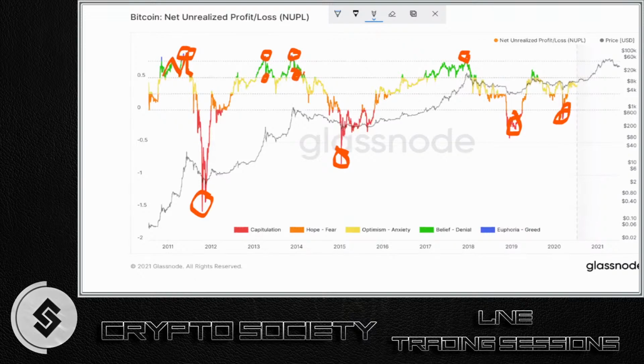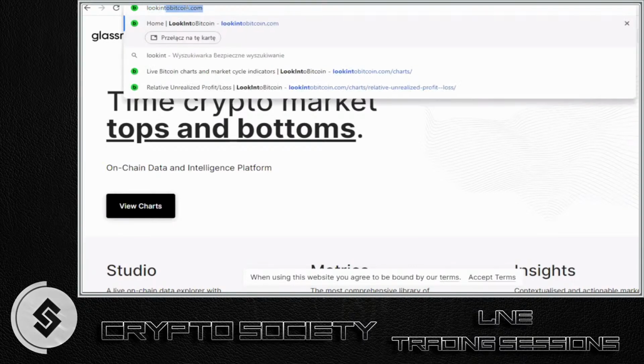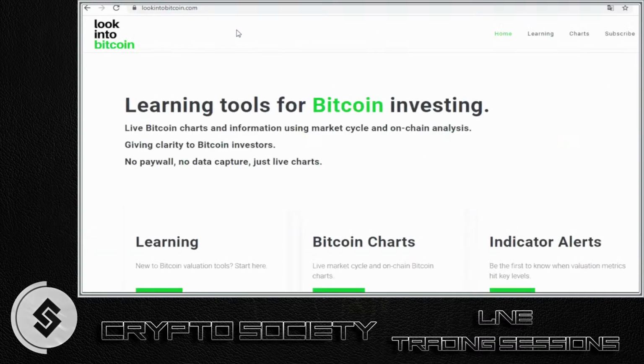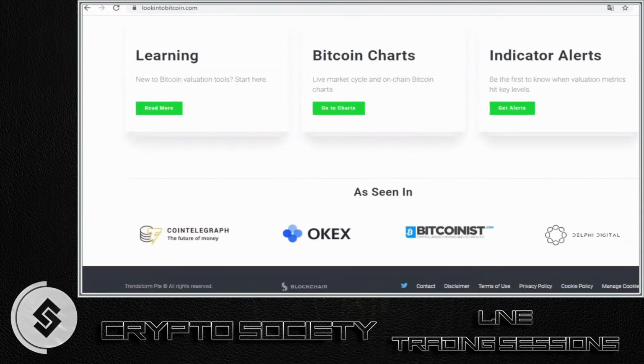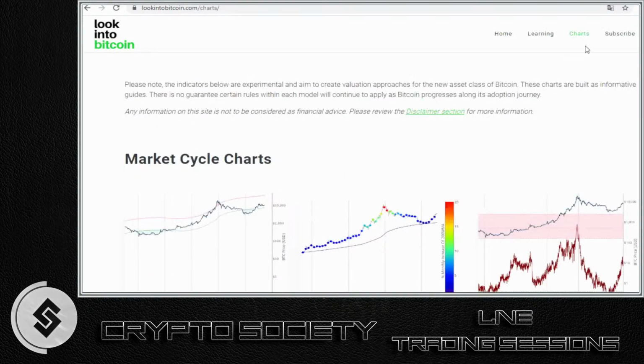We will use the website Look Into Bitcoin to see it for free. In short terms, euphoria is the moment when everybody is thinking "when Lambo", and capitulation is when everybody is saying "when Bitcoin, I lost my life savings again."